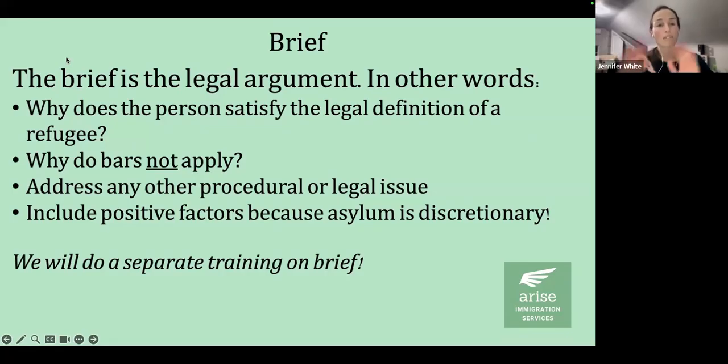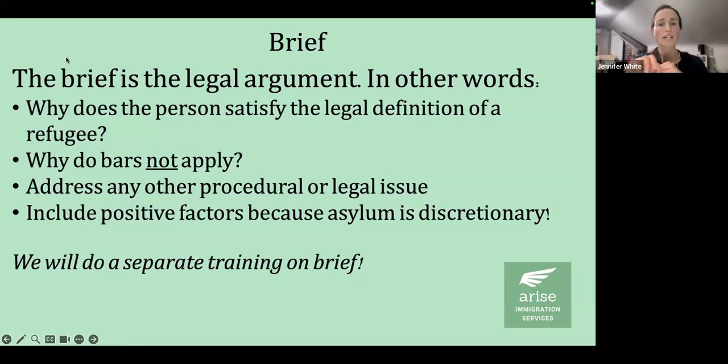So you might not want to present something that could just come back to bite your client. The other side of that coin is, well, what if this is front and center for the asylum officer, and if we don't address it, then they're just going to be denied. So there's all kinds of opportunities to make those strategy calls. So you're doing the definition of a refugee, you're addressing bars, right?